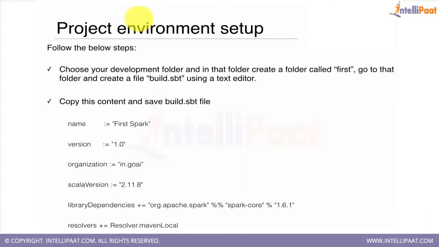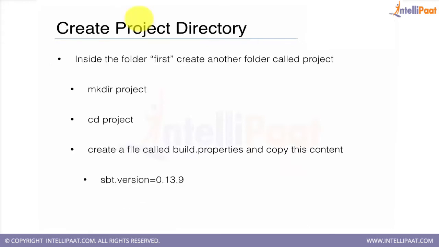So now we'll move on to the project environment setup. You got the build file ready. The next thing is that you need to now create the source code. Okay. So now you have to create one more directory called project directory. So inside the folder first, create another folder called project. Go to this project and create a file called builder properties.